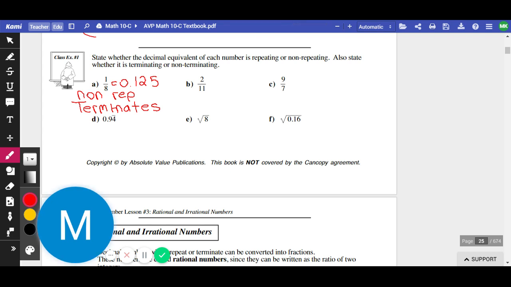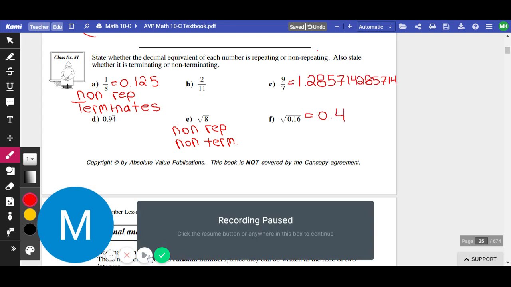Is that a repeating number? No, we say that's non-repeating. And it goes forever, so we say it's non-terminating. Doesn't repeat and it doesn't terminate, goes forever. Awesome. Try the other ones. So try B, C, D, and F, and try to list them all as non-repeating or repeating, terminating or non-terminating.